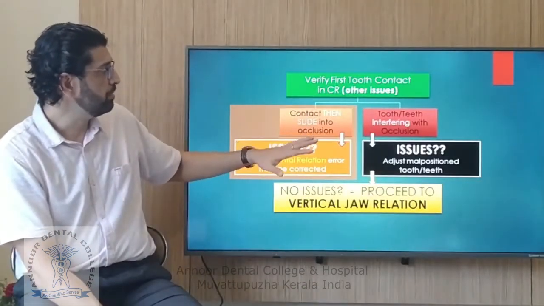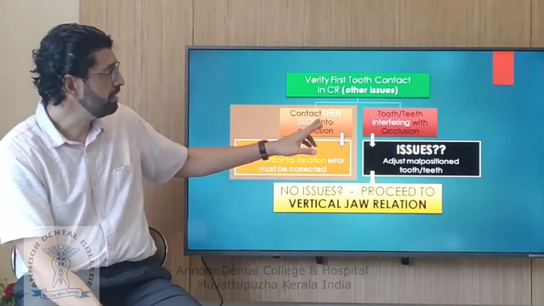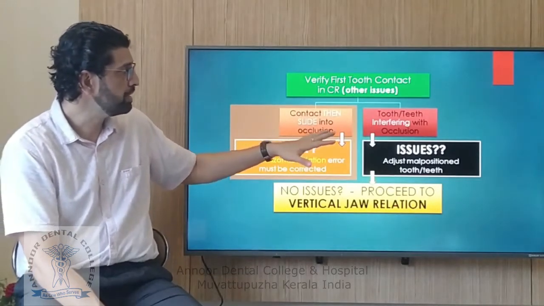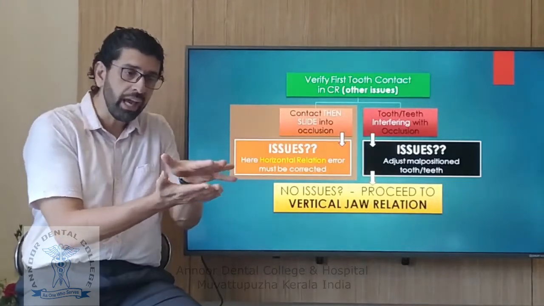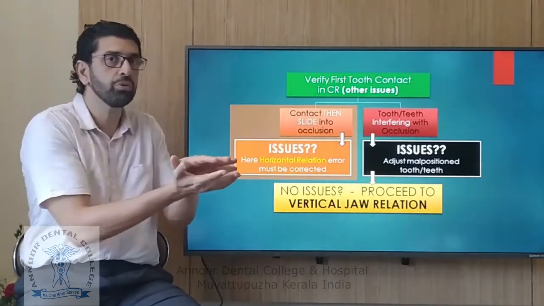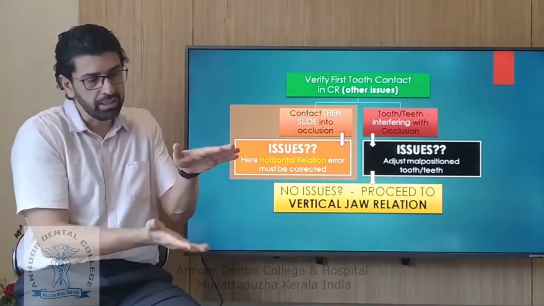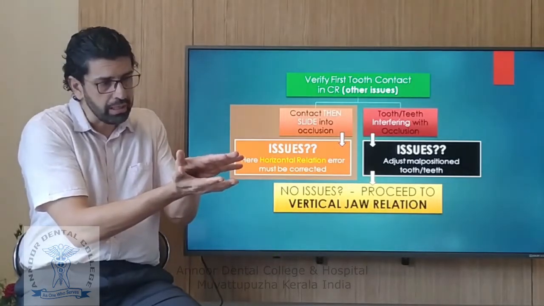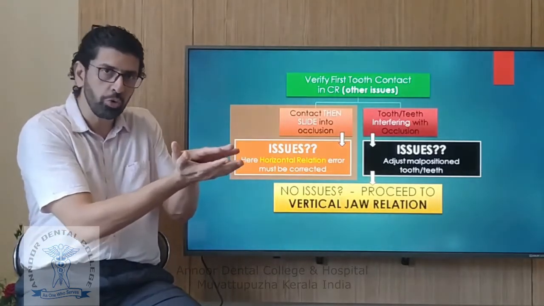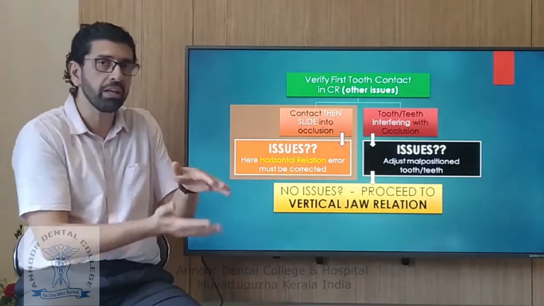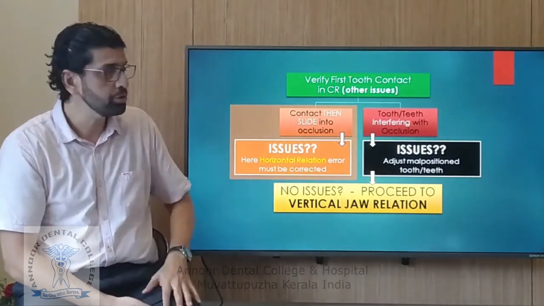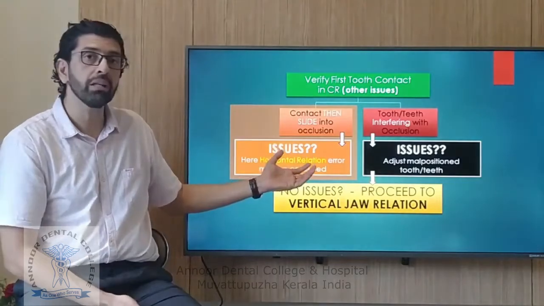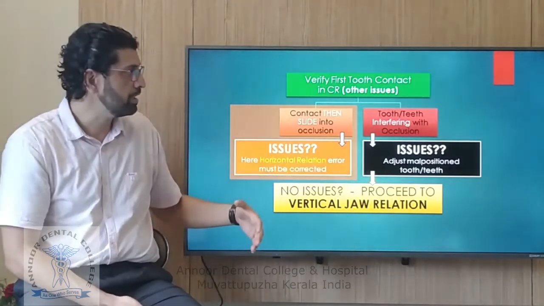And if that issue is not there, then another possible issue is that there's a contact and then there's a slide to come into centric occlusion. So in centric relation, there's a contact, but the teeth are not in centric occlusion, and it slides to come into centric occlusion. If you see this sort of thing, then again your arrangement has gone wrong, and this will need to be corrected when we check for horizontal relation.